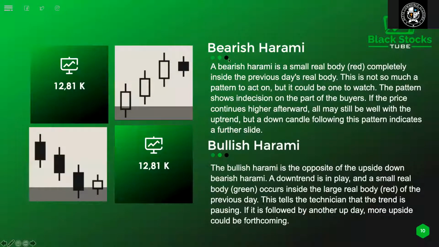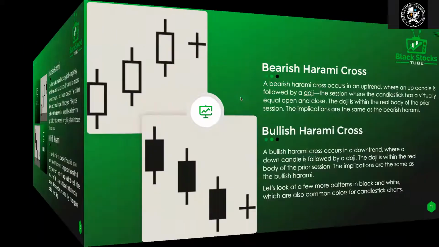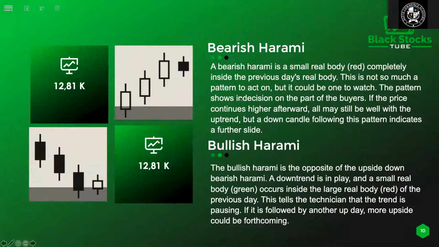Bearish Harami. A bearish Harami is a small real body completely inside the previous day's real body. This is not so much of a pattern to act on, but it could be one to watch. The pattern shows an indecision on the part of the buyers. If the price continues higher afterwards, all may still be well with the uptrend, but a down candle following this pattern indicates further slide.